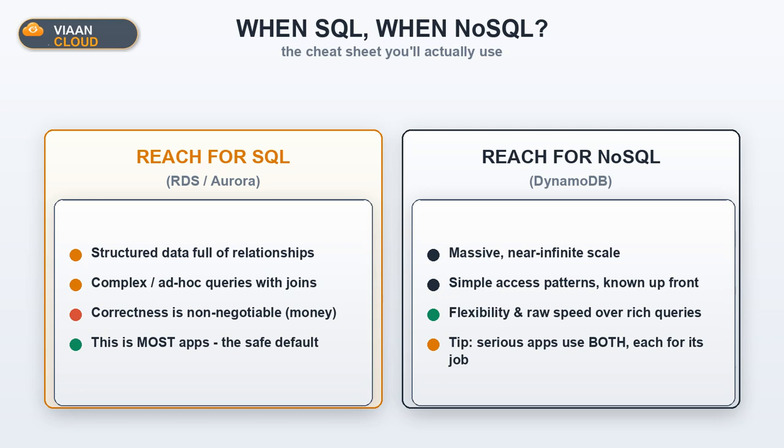Reach for SQL, RDS, or Aurora when your data is structured and full of relationships, when you need complex or ad hoc queries with joins, and when correctness is non-negotiable, like anything with money. That's most apps, honestly. Reach for NoSQL, DynamoDB, when you need massive, near-infinite scale, when your access patterns are simple and known in advance, and when flexibility and raw speed matter more than rich querying. And remember, it isn't either-or. Serious apps happily use both, each for the part of the job it's best at.